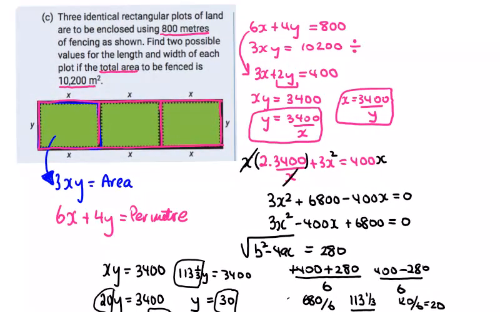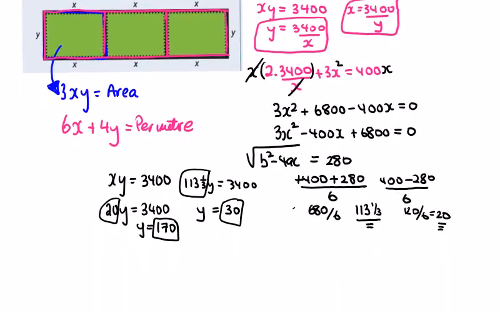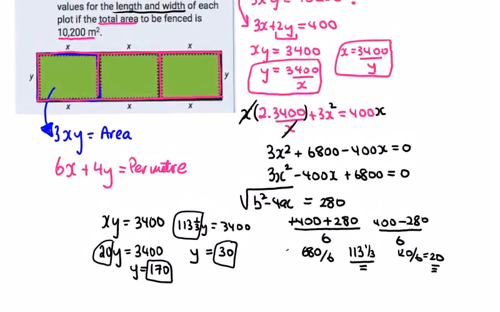Were we asked to find two? We were asked to find two possible values for the length and width. So there's two values, so this will be a tricky enough question. Would require a lot of practice and concentration to get this fully right.